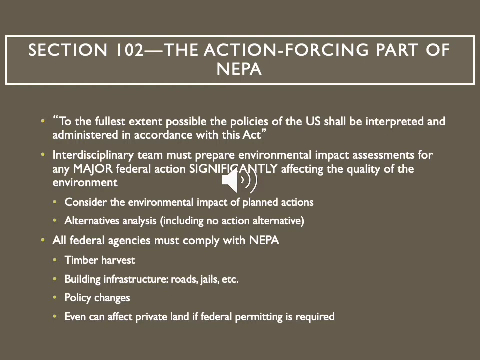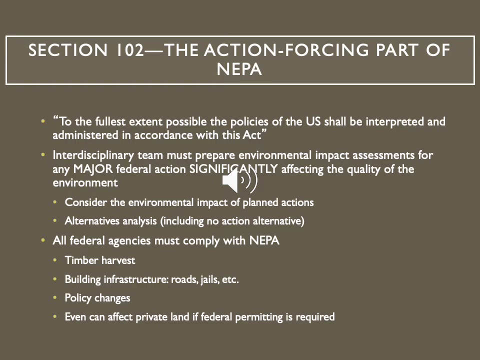So the law says an interdisciplinary team must prepare an environmental impact assessment for any major federal action that will significantly affect the quality of the environment. And in that environmental impact assessment, they have to consider the environmental impact of planned actions and any alternatives that they could look at for how to get at that planned action. And they also have to look at a no action alternative. So what would happen to the environment if they did nothing? And they basically have to list out all these alternatives and look at the environmental impacts of each of those alternatives in these environmental impact assessments.